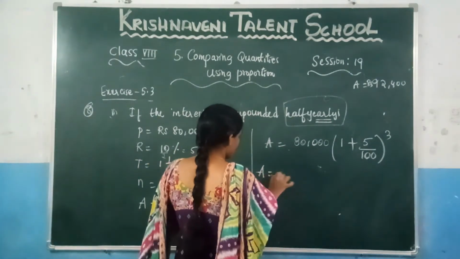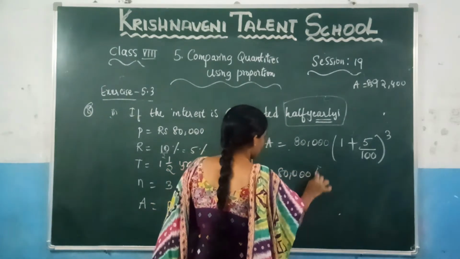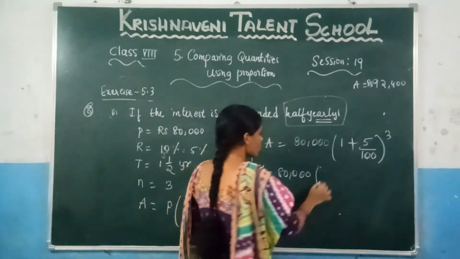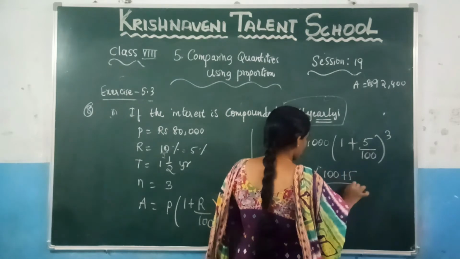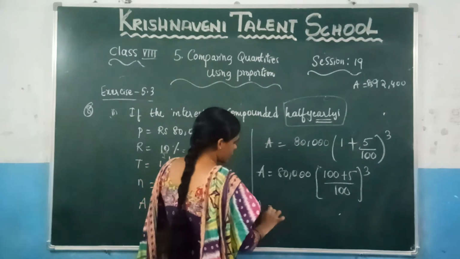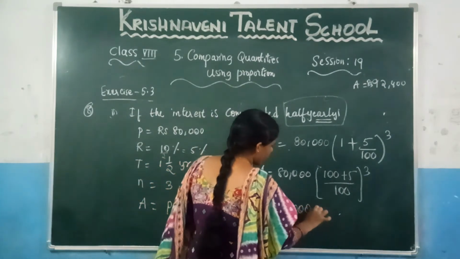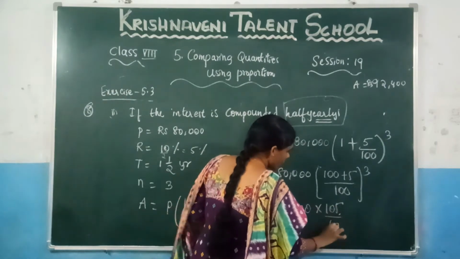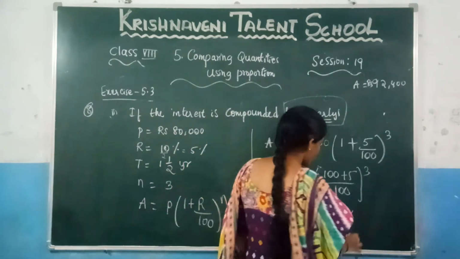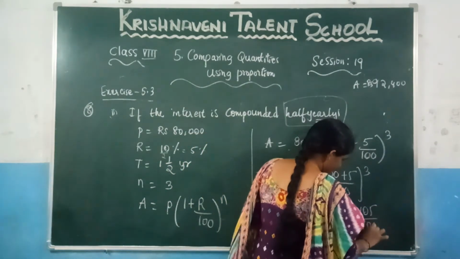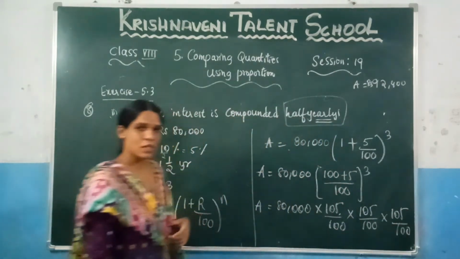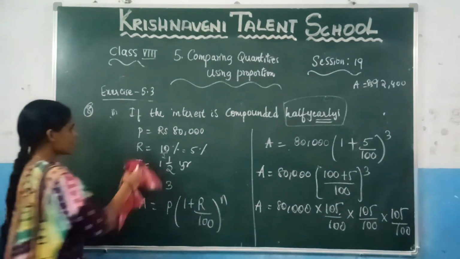So you will get here A is equal to 80,000 into, now take the LCM here, what you will get? 100 into 1, which gives you 100. So you will get here 100 plus 5 by 100 whole cube. Now simplify this one. A is equal to 80,000 into 105 by 100. How many times should this 105 by 100 be repeated? 3 times, because here the power is 3. So you will get here 105 by 100 into 105 by 100. Now you need to simplify this one so that you will get the amount.